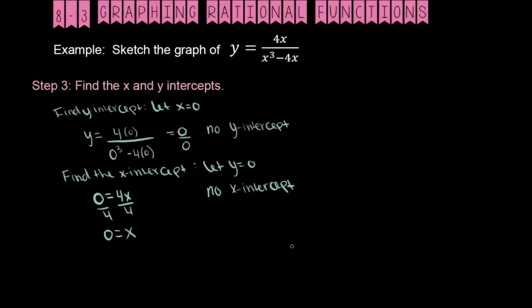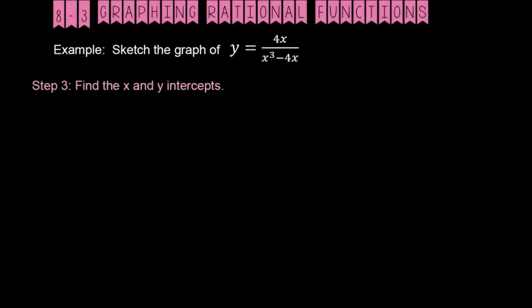All right, so that's pretty simple. There's nothing we need to add to our graph because there's no x-intercept and there's no y-intercept. If it had been there, we would have thought of it as being the origin, but again, it's not. All right, which means we can move on to step number 4, which is finding the horizontal asymptote.